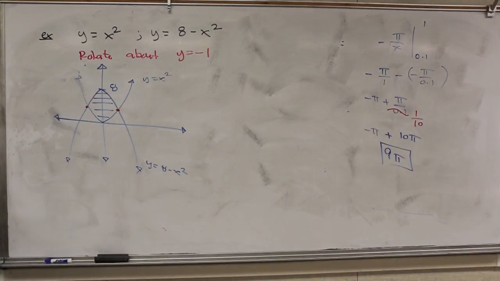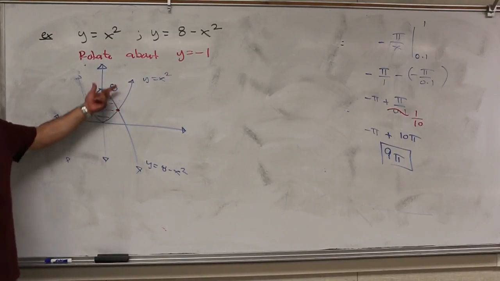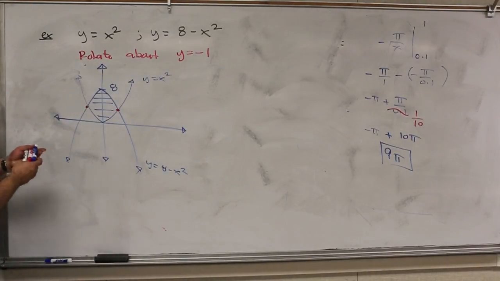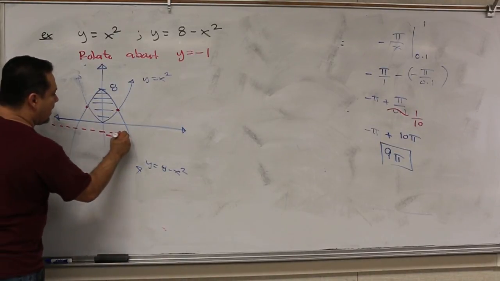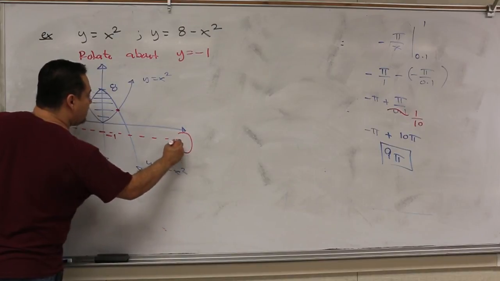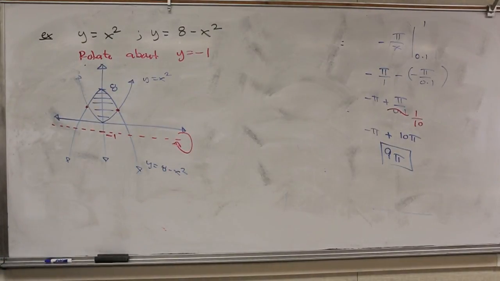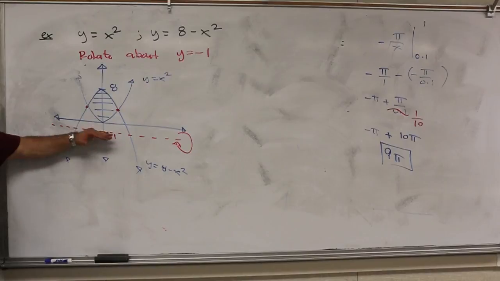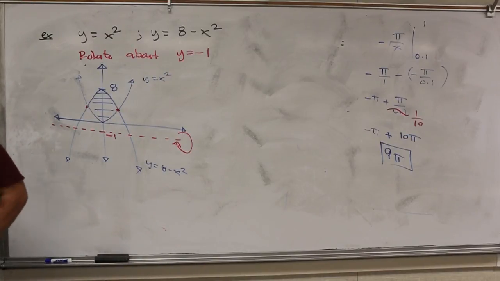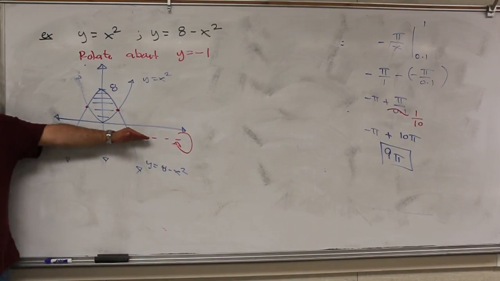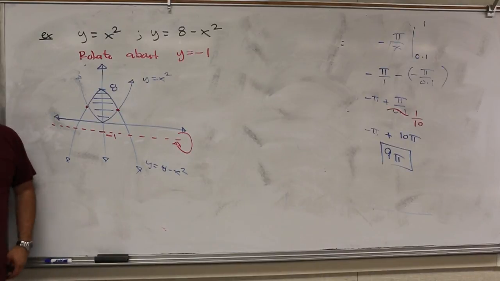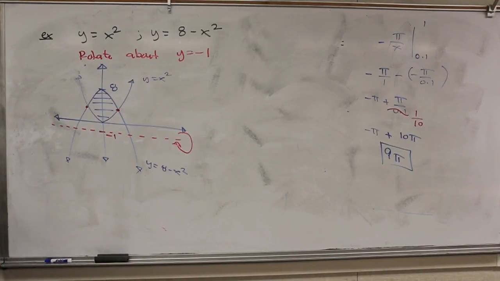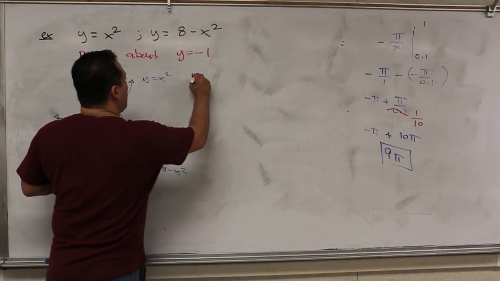So what am I supposed to do with this particular region again? I got to rotate it about what? Y is negative 1. So let's say negative 1 is here. It is not to scale, but I'm rotating this about the line y is negative 1. So here's my point to you. If we rotate it now about the line y is negative 1, is this a disk or a washer method? This is now what? This is a washer.